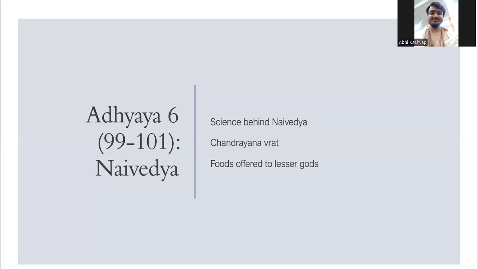Now, eating the Naivedya is equivalent to 100 Chandrayana Vratas. When I'm going from one Purnima to the next Purnima, it takes about 28 days. So when I'm saying 100, it means 2,800 days. When I perform the Chandrayana Vrata 100 times, it is 2,800 days. What I get from that, I can get from eating Naivedya. That is the interpretation.